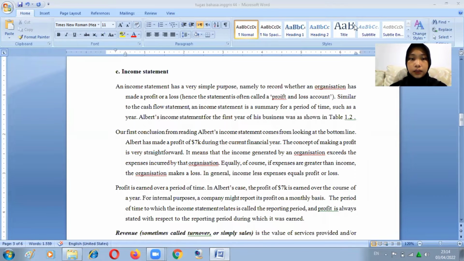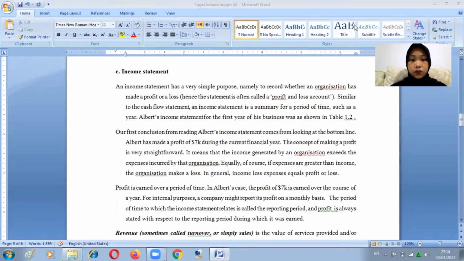C. Income statement. An income statement has a very simple purpose, namely to record whether an organization has made a profit or a loss. Hence, the statement is often called a profit and loss account. Similar to the cash flow statement, an income statement is a summary for a period of time, such as a year. Albert's income statement for the first year of his business is shown in Table 1.2.